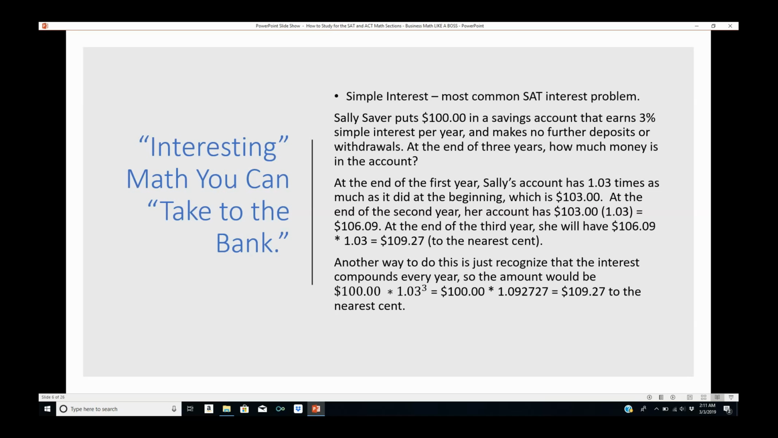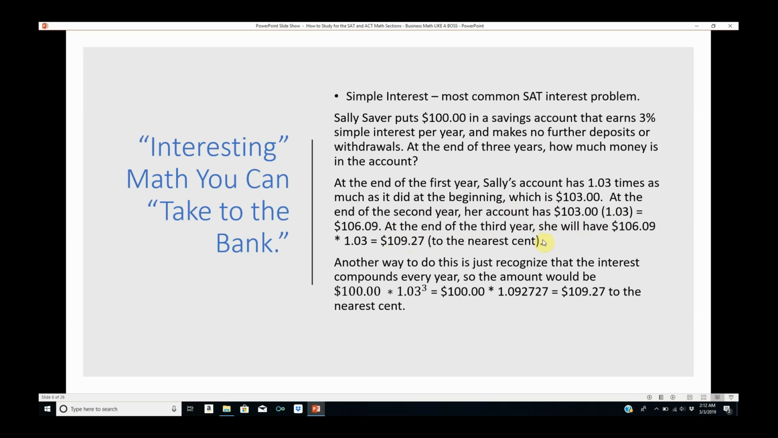Sally Saver puts $100 into a savings account that earns 3% simple interest per year and makes no further deposits or withdrawals. At the end of 3 years, how much money is in the account? Well, at the end of the first year, Sally's account has 1.03 times as much as it did at the beginning, which is $103. At the end of the second year, her account has $103 times 1.03, because that's 1 plus 3%, which is 106.09. At the end of the third year, she'll have $106.09 times 1.03, which is $109.27 to the nearest cent.